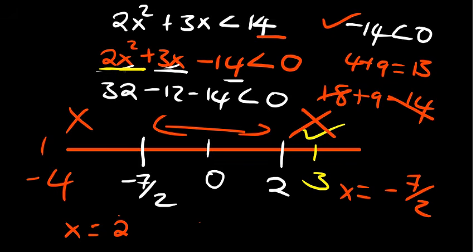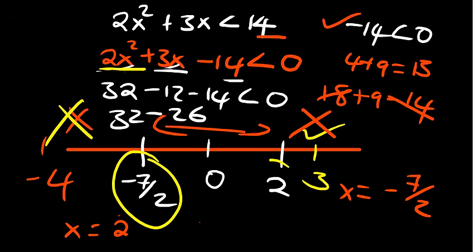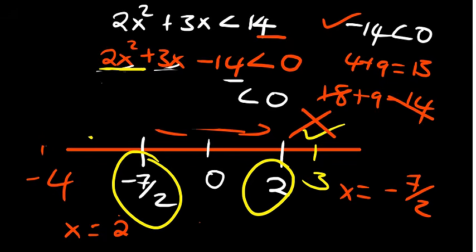So is it less than 0? If you add 12 plus 14, you have 26, and 32 minus 26 is going to be a difference of 6. So is 6 less than 0? No. So both the left hand side and the right hand side have refused. The only part that is agreeing is values between negative 7 over 2 and 2. So that is our possible solution set.